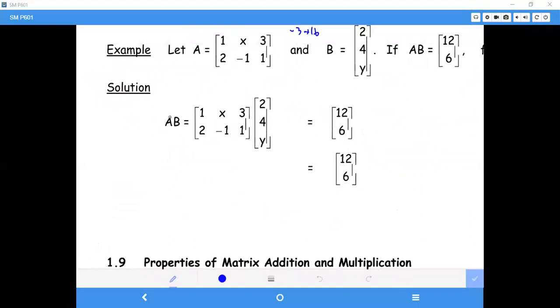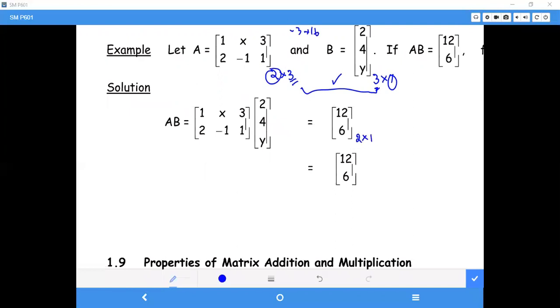Let's do it. A times B. Can you multiply them or not? Let's check it out. 2 rows, 3 columns, so A is 2 by 3. And this B has 3 rows, 1 column, 3 by 1. This and this, they are equal, so you can multiply them. Then your result has dimension 2 by 1, meaning 2 rows and 1 column, like this 12 and 6, 2 by 1.